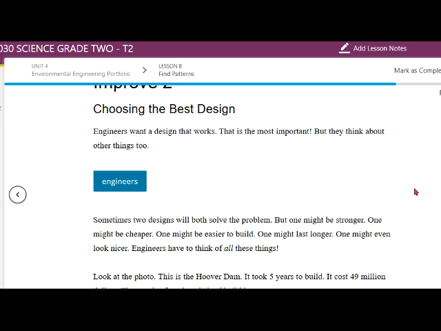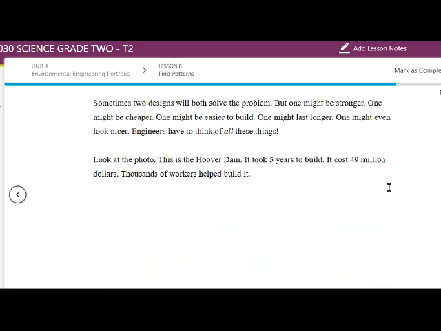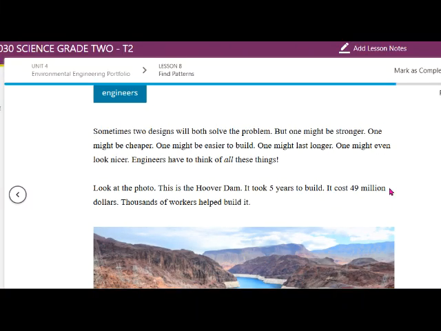Engineers want a design that works. That is the most important thing. But they think about other things too. Sometimes two designs will both solve the problem, but one might be stronger. One might be cheaper. One might be easier to build. One might last longer. One might even look nicer. Engineers have to think about all of these things.